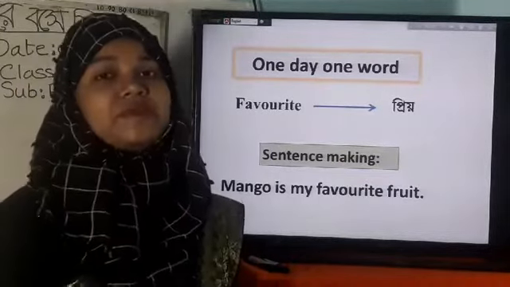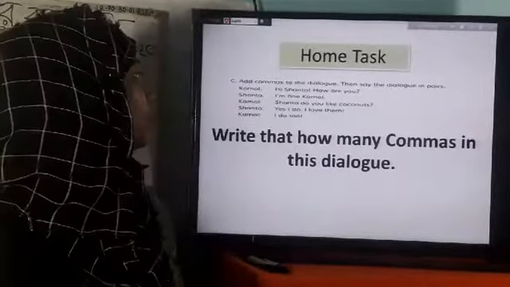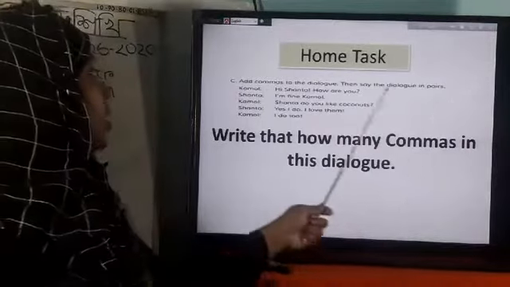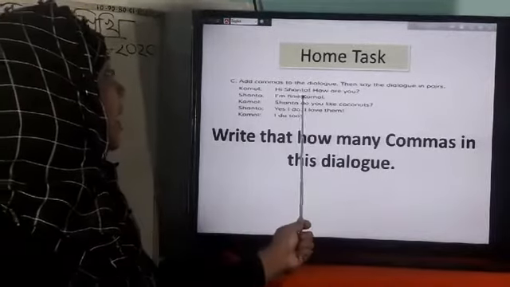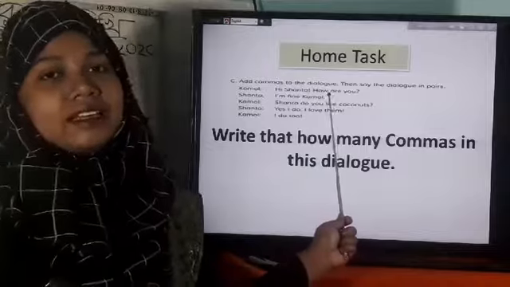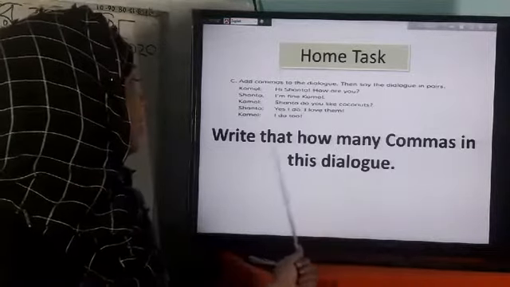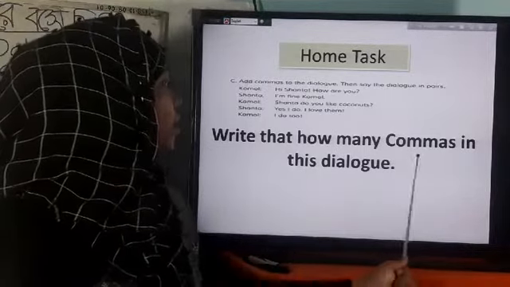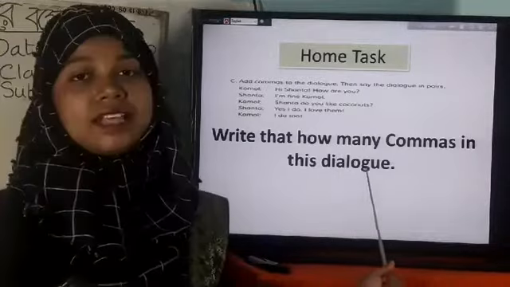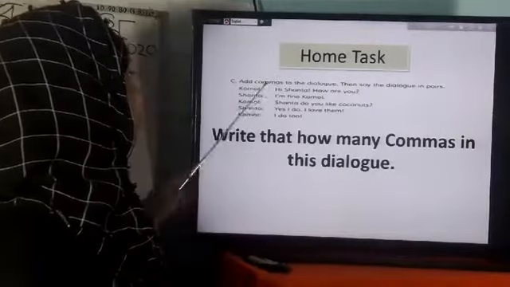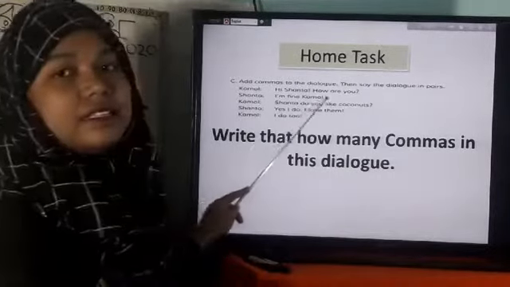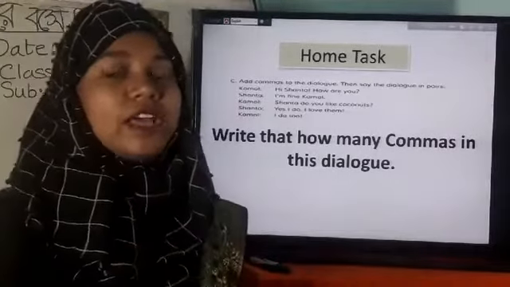Now it's time to give a home task to you. My dear student, in your book there is a dialogue number C. Write how many commas are in this dialogue. Dear student, how many commas are in this dialogue? You have to write it.